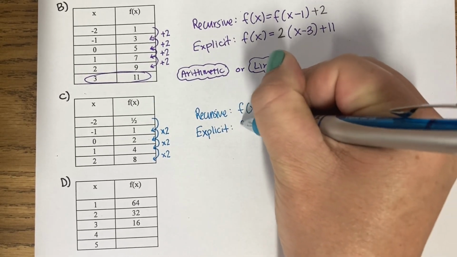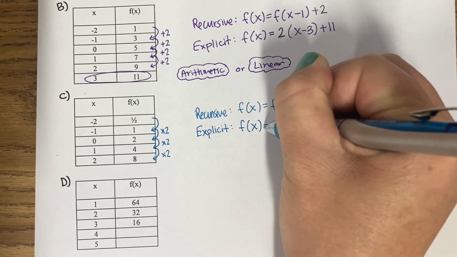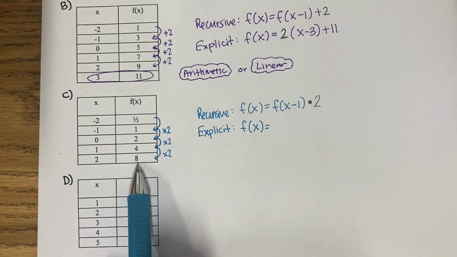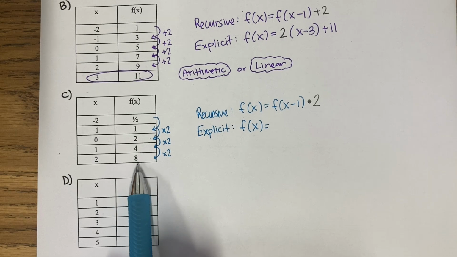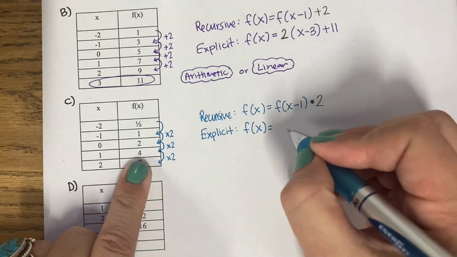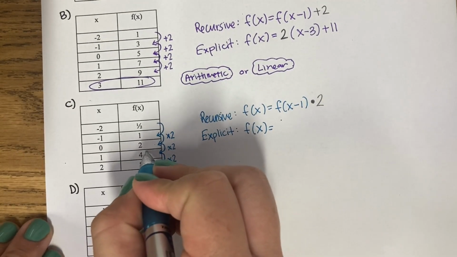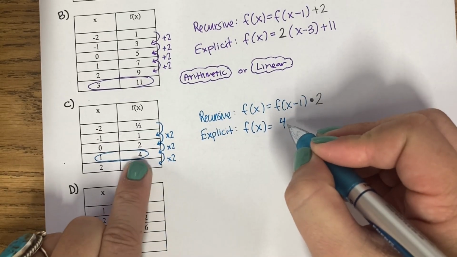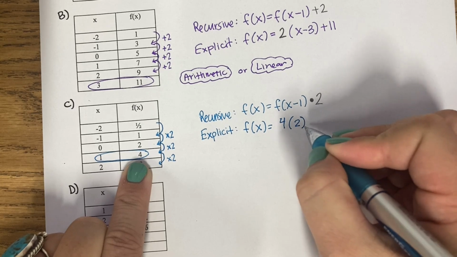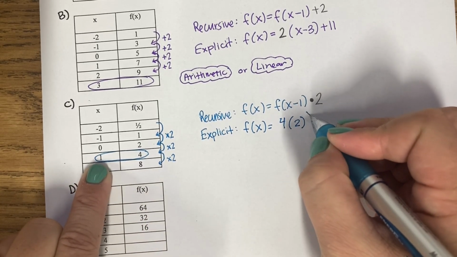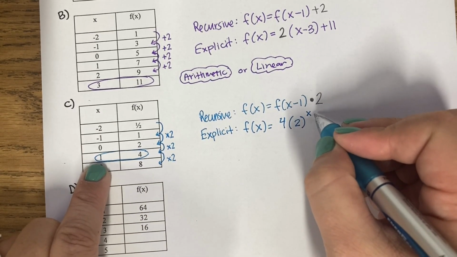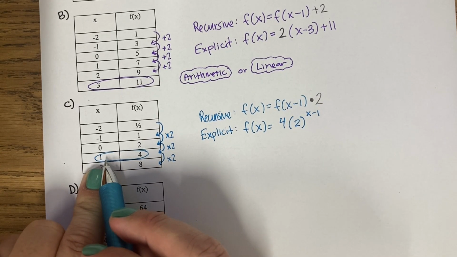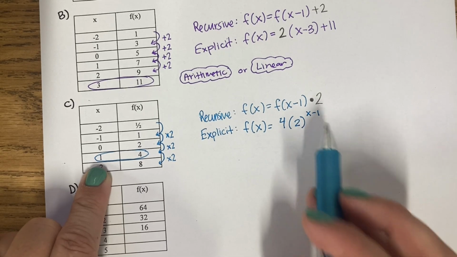Explicit, this one's a little different. I'm going to pick one of the numbers on my right side, and I'm going to pick a 4. If I start with 4, my pattern is times by 2, then my power for x in the x column would have to go back one step because I started on the first. So to get back to 0, I'd have to go back a step.